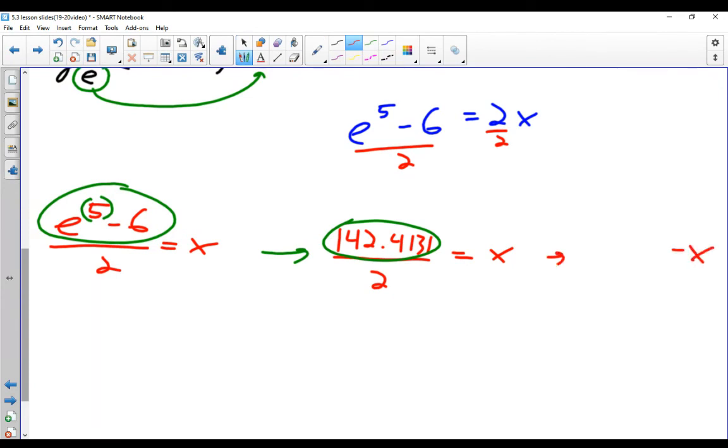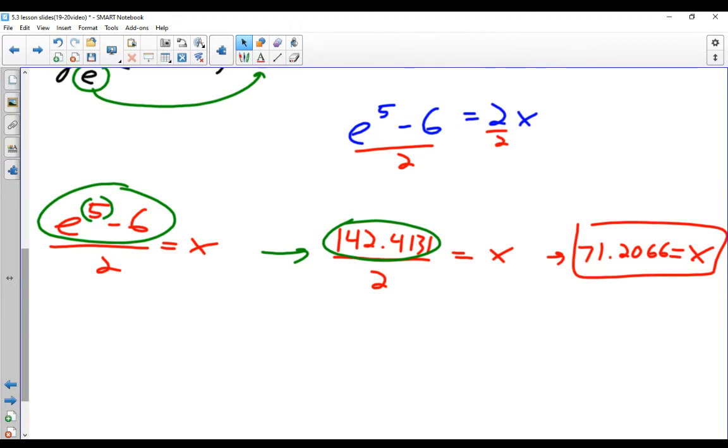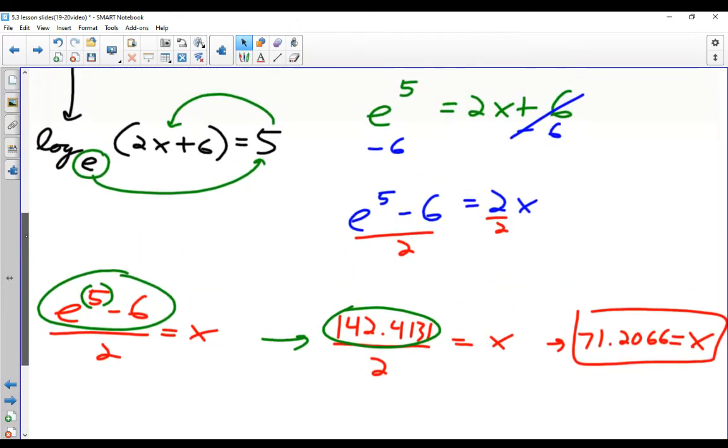And that will give you your final answer for x, which is going to be approximately 71.2066 approximately. I'm pretty sure they'll have you round to 2 or 3 decimal places. I'm just rounding this much just in case. All right, that's probably going to be the hardest one in the book.